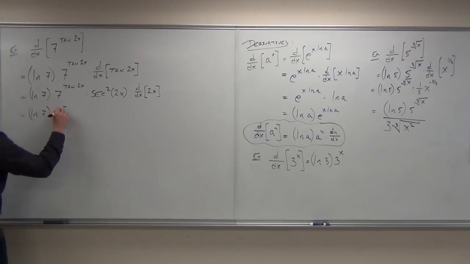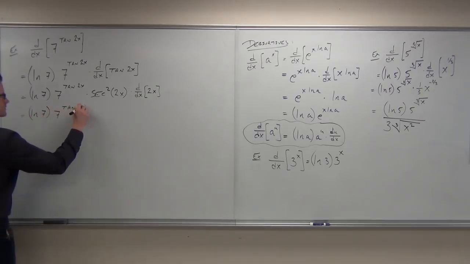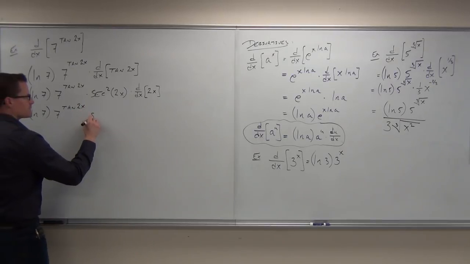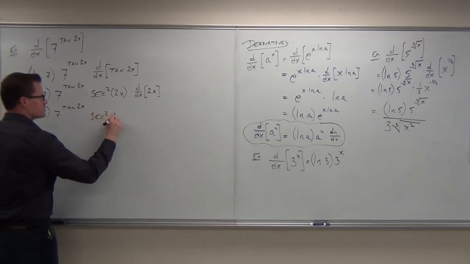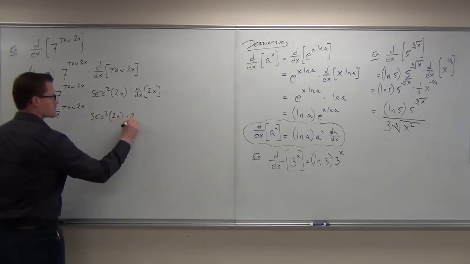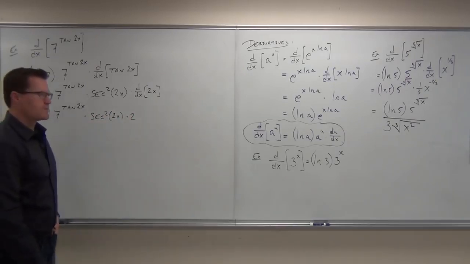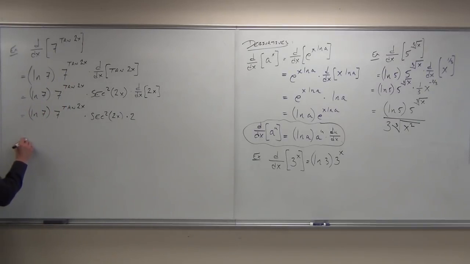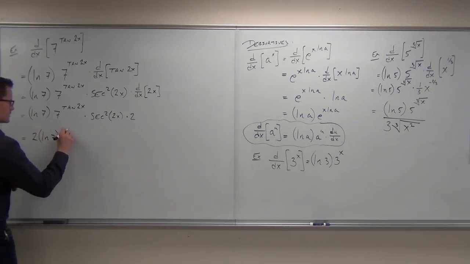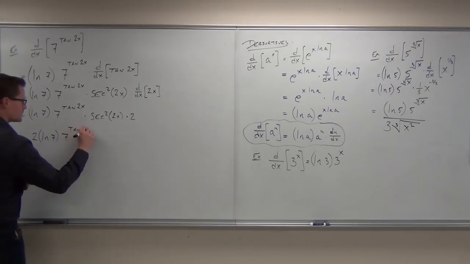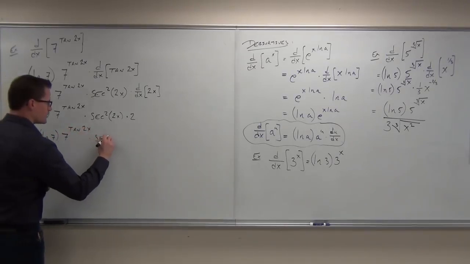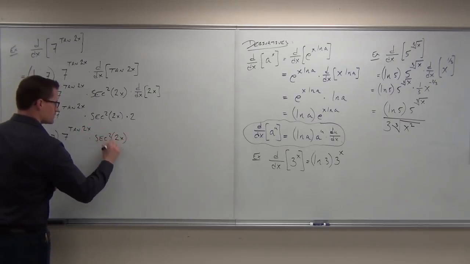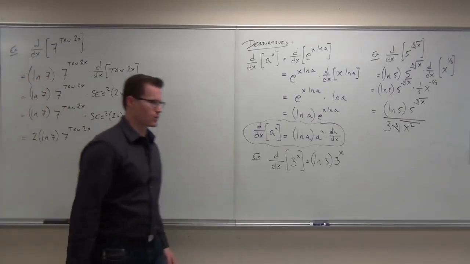We've got 7 to the tan 2x. We've got secant squared 2x. And then we have times 2. I would recommend to you to put the 2 first. So we'd go over here, we'd say 2 times ln 7, 7 tan 2x, times secant squared 2x. That's the whole derivative.